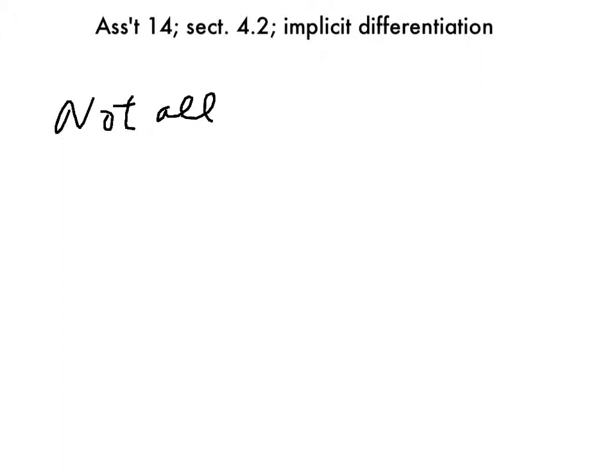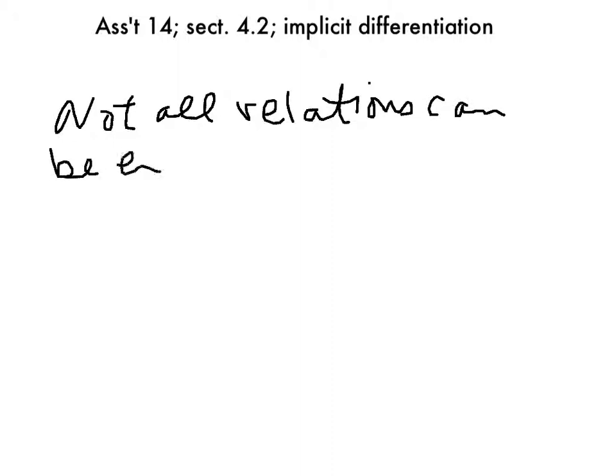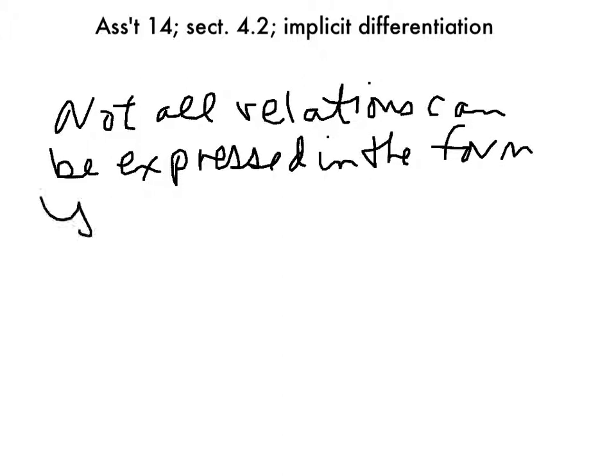Not all relations can be expressed in the form y equals something in terms of x. Sometimes you'll have a smooth curve, a relation, which, because it's smooth, is differentiable, but it can't be solved for y, or it can't be solved for y easily.